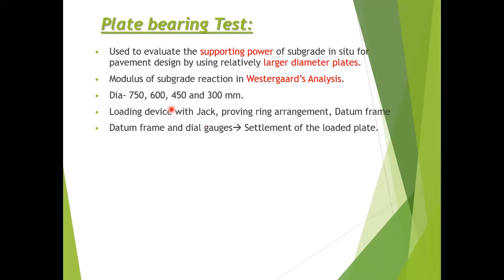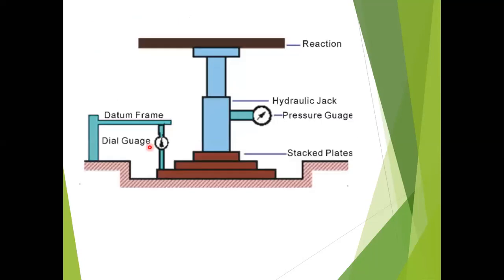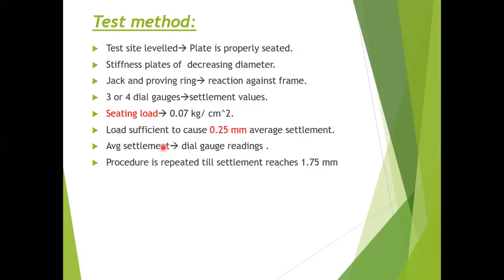And next, three or four dial gauges are present. You can see here, these are the dial gauges. Dial gauges will be provided to measure either the load or seating arrangements or deformation. Different types of dial gauges will be provided. Okay, three or four dial gauges are usually fixed on the plate.